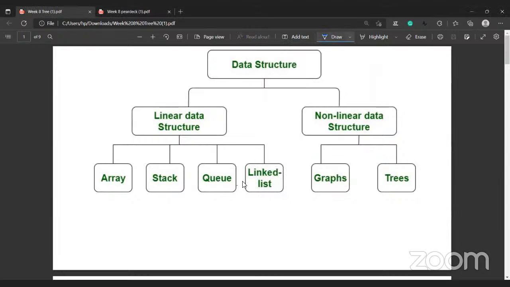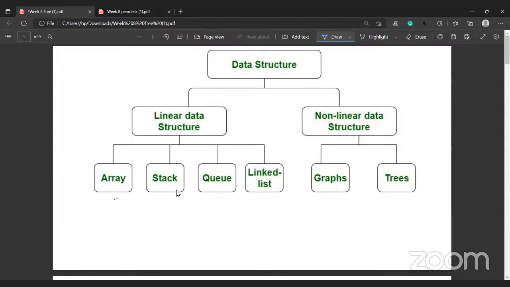Okay, so basically data structure is divided into two parts: linear data structure and non-linear data structure. Linear data structure has data elements arranged in a linear or sequential manner such that each element is connected to its previous and next elements. Since data elements are sequentially connected, each element is traversable through a single run. Linear data structures are like array, stack, queue, and linked list.